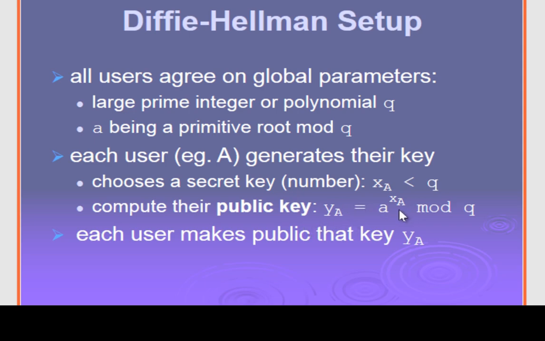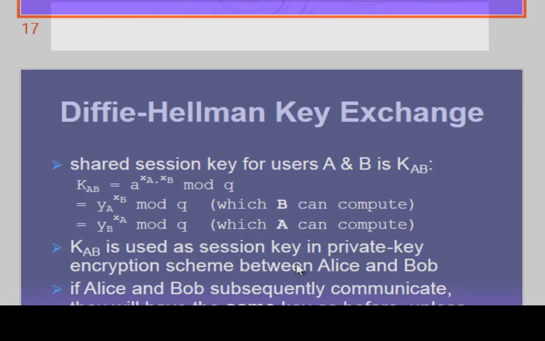The public key is YA. To compute it, you do exponentiation using the primitive root a: a power XA mod q. If you calculate a power XA, that is a to the private key of A, modulo q, then he gets his public key YA. In the same way, B also chooses his secret key and calculates the public key, that is XB and YB. Each user makes a public key this way.